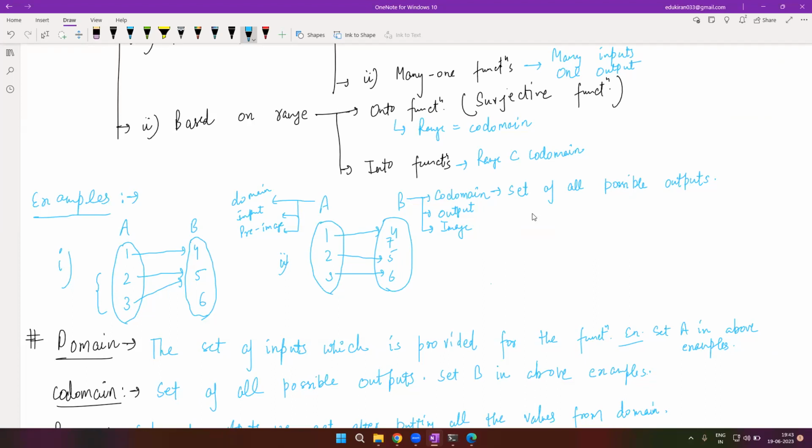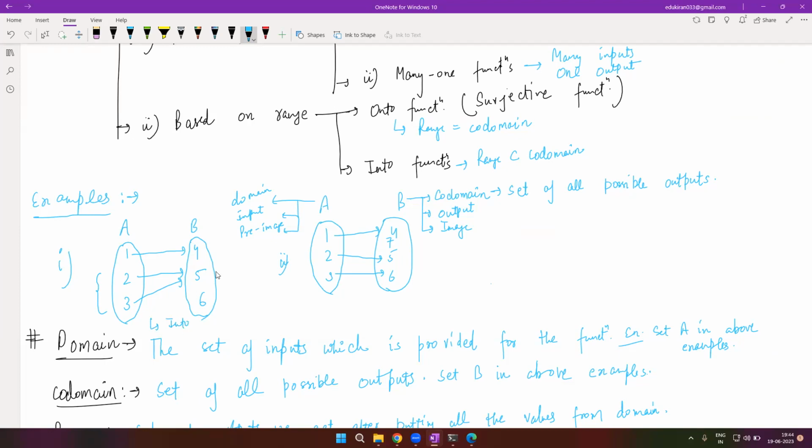And when the set of all possible outputs doesn't come in range, that is, your range is lesser than the codomain, or there is a single output which is not in the range, then you say the given function is into. For example, in the first example, the set of all possible outputs was 4, 5, 6. But the outputs we got were only 4 and 5. So there is a single element 6 which is not there in the output set or range set, right? So this function is into.